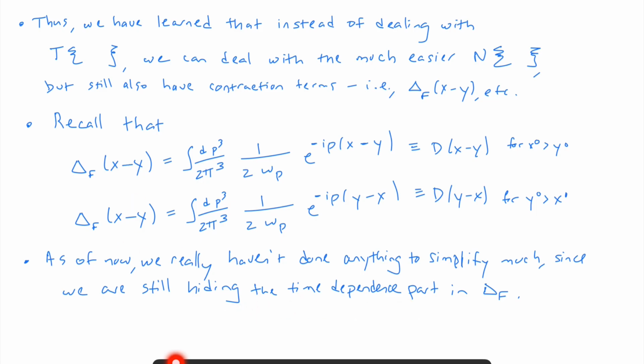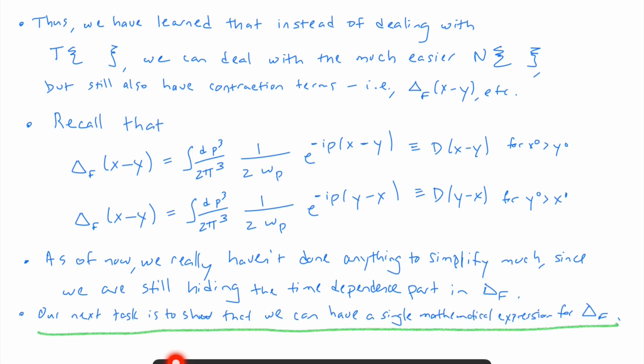The way we've written it, we still have this binary expression where I have to use the top line if x naught is greater than y naught, but this bottom line if y naught is greater than x naught. So we're still kind of hiding this time dependence in the symbolism. However, the big thing is that you can actually re-express the scalar Feynman propagator as a single mathematical expression, not two depending on what time came first. You can express it as a single mathematical expression, delta F.